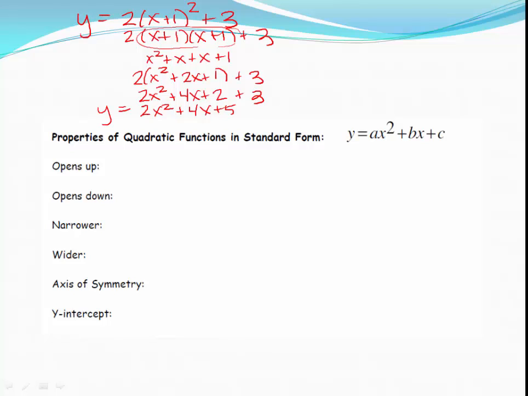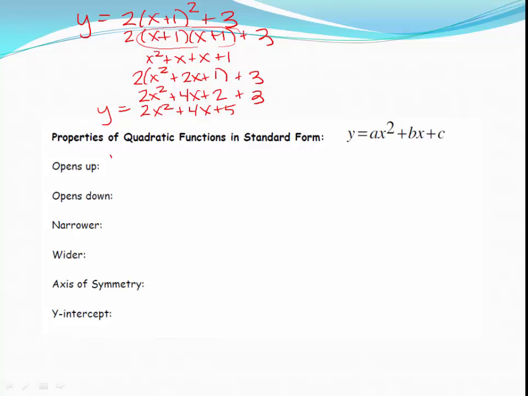But notice how much more work we had to do just to get it into this form, and that's not even talking about the amount of work that we're going to have to do to actually graph it. So that's just going from vertex form into standard form. But let's talk about, real quickly, the properties of a quadratic function already in standard form. So if it's already in standard form, let's just work with it.